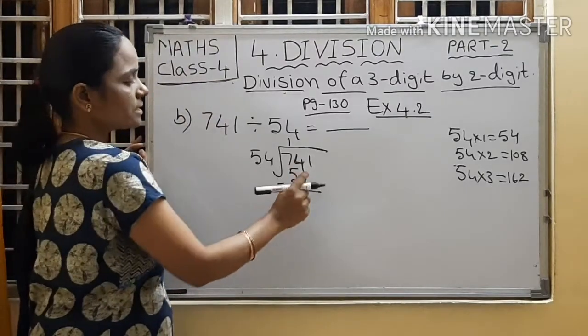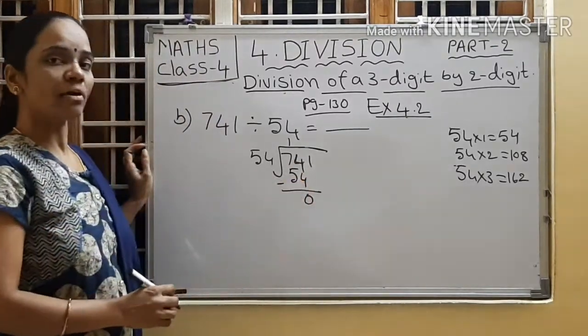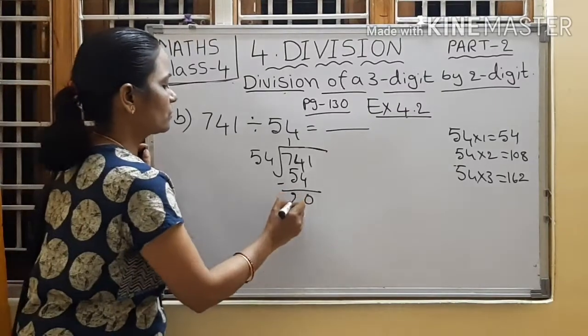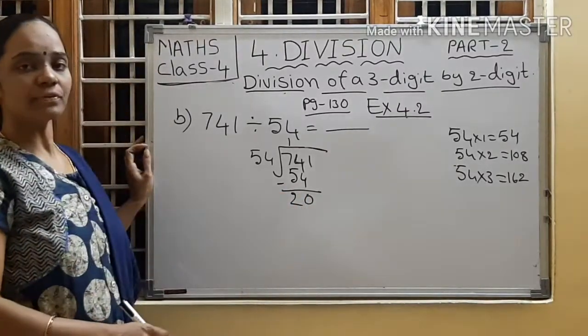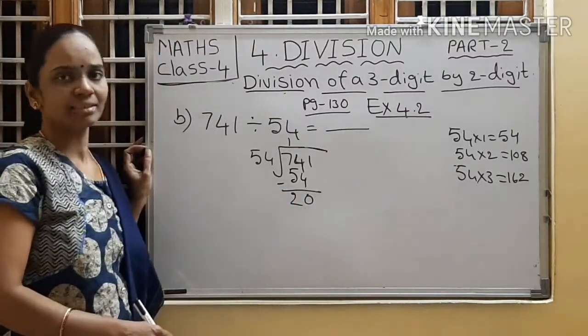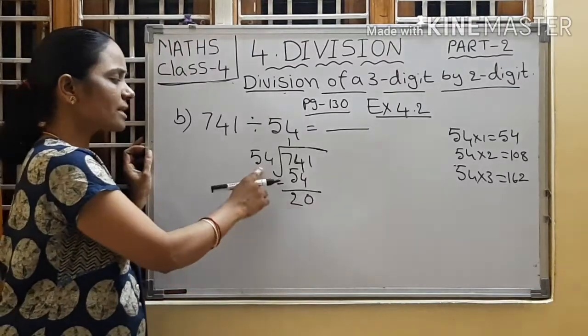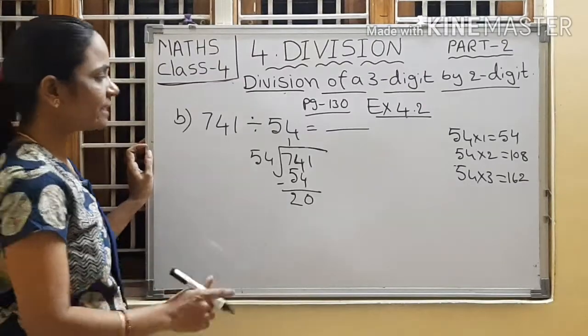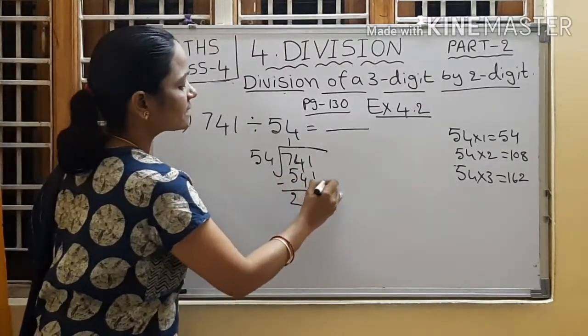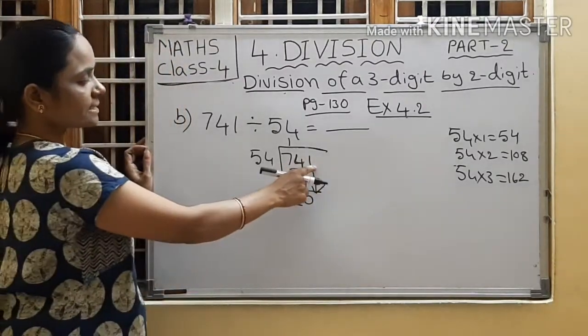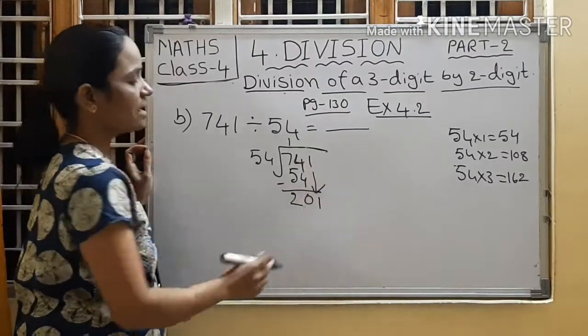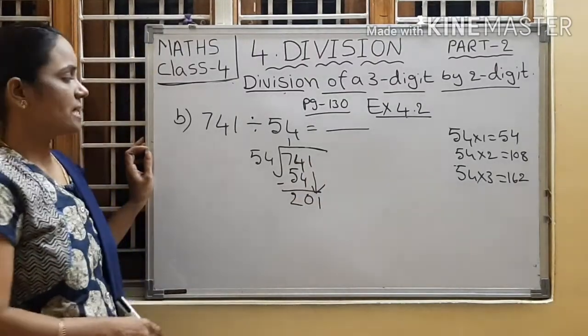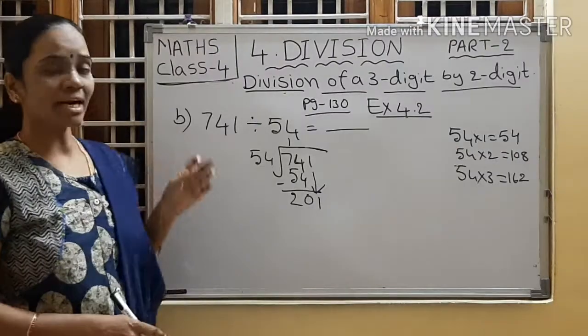We have to take one time, that is 54 ones are 54. Subtraction. 4 minus 4 is 0. 7 minus 5, how much? Very good, 2. Now it is 20. Will 54 divide 20, children? No, because 20 is smaller than 54. Okay, then what do we have to do? We have to bring down the next digit. What is the next digit? 1. So bring down 1. Now it is 201.